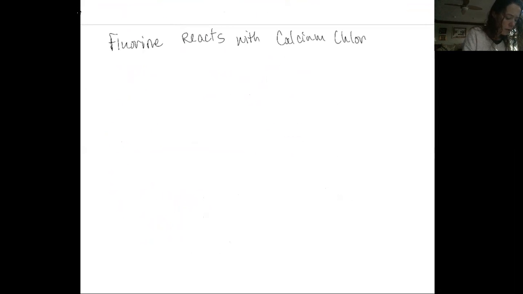Let's look at another one. Let's say that fluorine reacts with calcium chloride. All right. So fluorine is F. It's by itself and it is diatomic. Reacts with calcium chloride. That's calcium 2 plus, chloride 1 negative to make CaCl2 to produce.